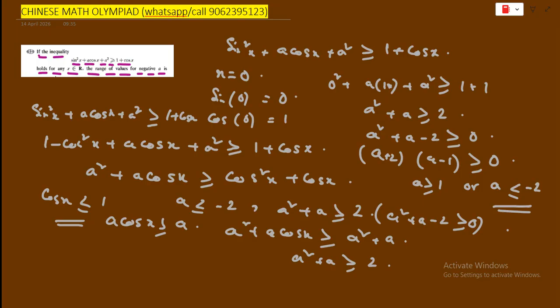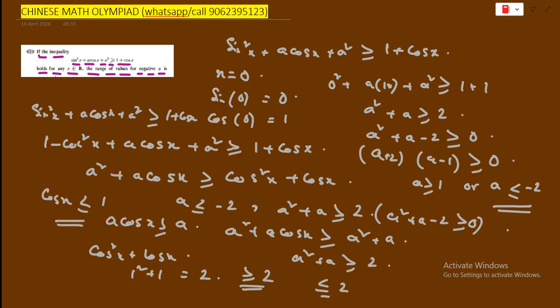Now look at the right side, that is cos square x plus cos x. Now what's the maximum value of cos square x plus cos x? When cos x equals 1, it's 1 square plus 1, that is 2. So the left side is greater than or equal to 2 and the right side is less than or equal to 2. Yes, so the inequality is satisfied.